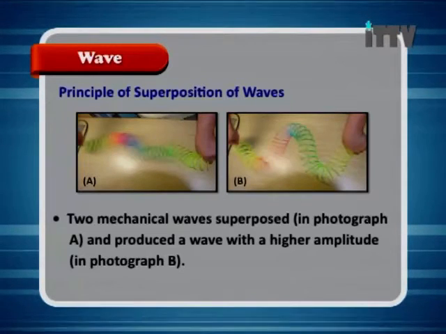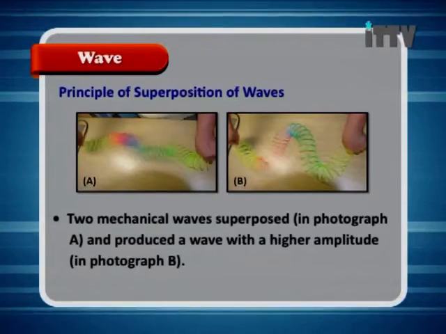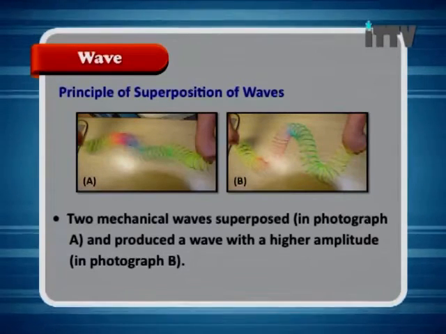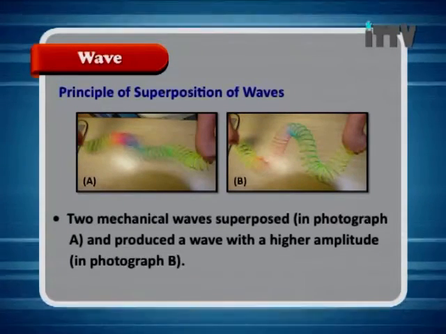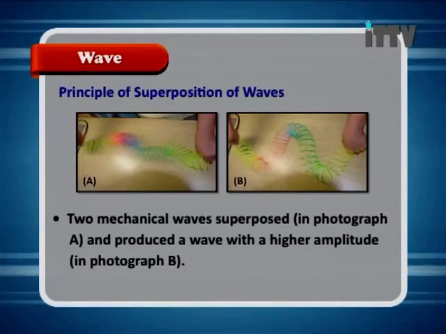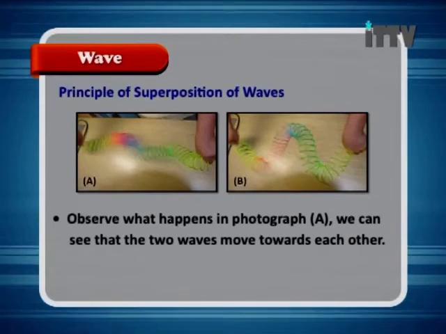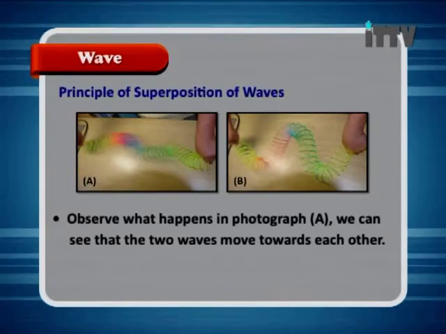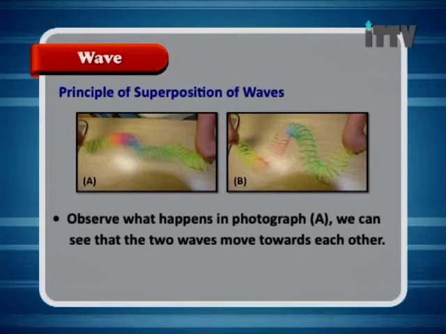In the diagram you can see the two waves. Two mechanical waves superposed in photograph A and produce a wave with a higher amplitude, which you can see in photograph B. Observe what happens in photograph A. We can see that the two waves move towards each other.